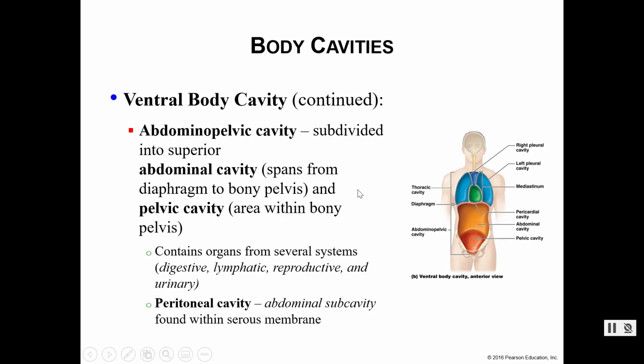Now the abdominal pelvic cavity, we can further subdivide into just the abdominal cavity, which goes from your diaphragm to your bony pelvis. Anything below your bony pelvis is now just your pelvic cavity. Okay, so you've got your digestive organs, you've got lymphatic organs, reproductive, urinary organs, all that kind of good stuff. And these are all housed within the peritoneal cavity. Okay, this is another serous membrane that lines many of your organs within your abdominopelvic cavity. Okay, so again, another serous membrane. Put yourself a little note.